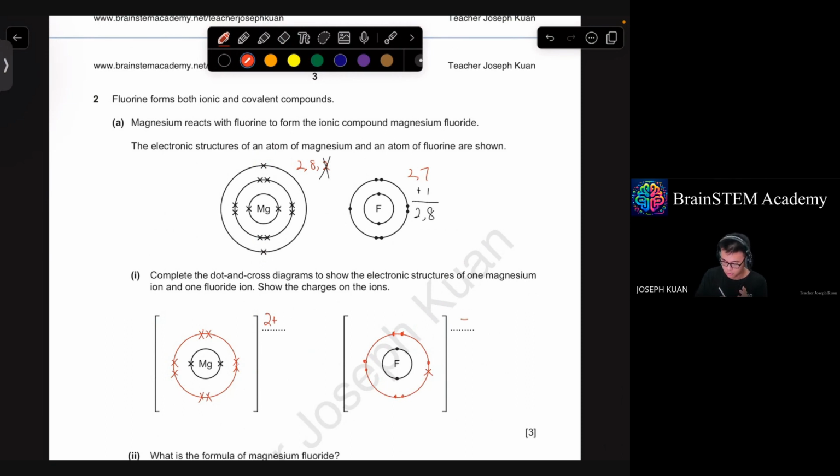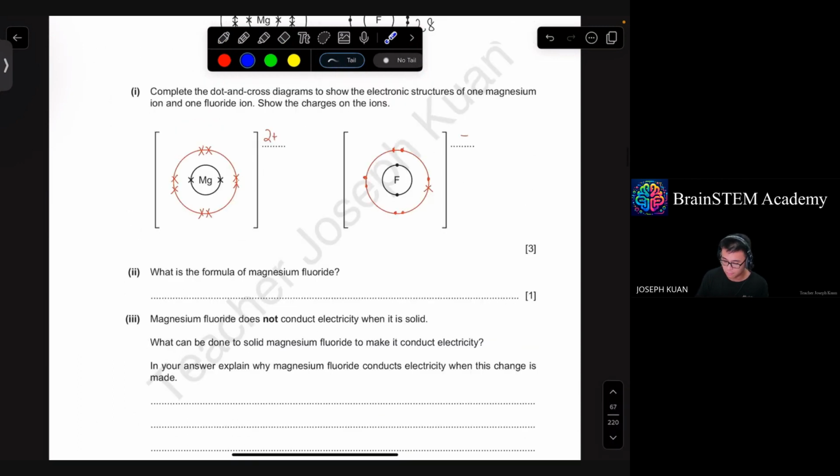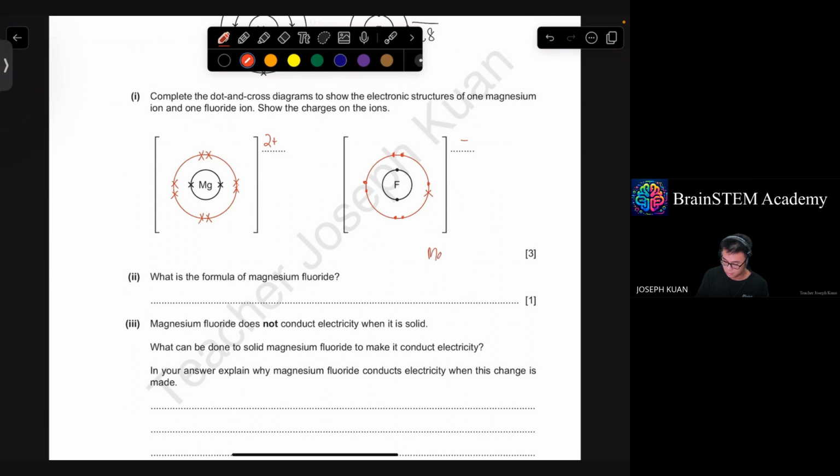Okay, the 3 marks are given to you based on the structure of magnesium ion, the structure of fluoride ion, and remember that you need to mention that it's actually coming from the magnesium. Hence, you need to use a cross instead of a dot. And last mark is for the charges. All right, next question. What is the formula of magnesium fluoride? Well, if you just look at the charges, they will be combining in a 1:2 ratio, so it's MgF2.